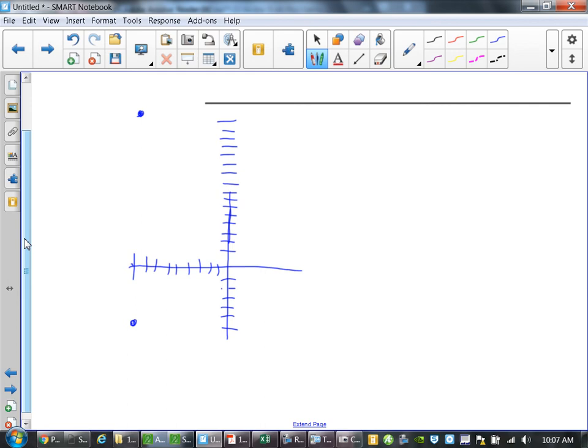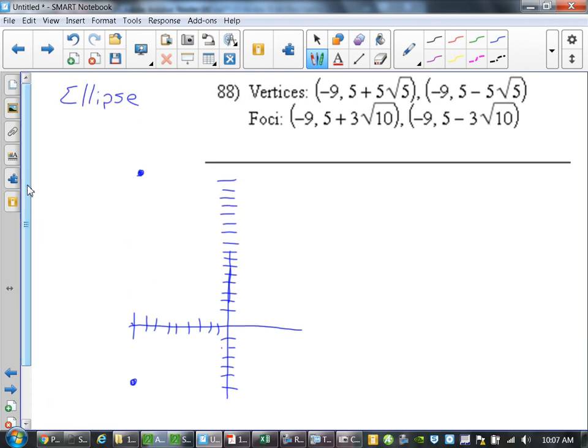The center. Now, take a look at what happened. Where's the center? It's exactly halfway between. Oh, it's at 10. Don't overthink it. It's at 5. Yes. I started at 5, I added 5 root 5, I started at 5, and I subtracted 5 root 5.